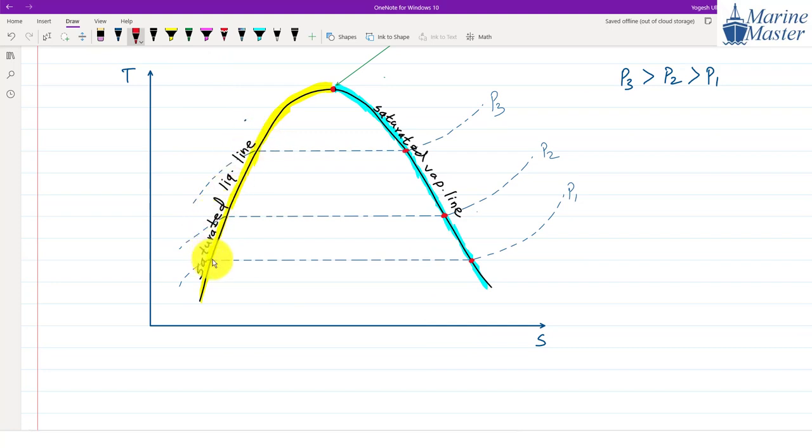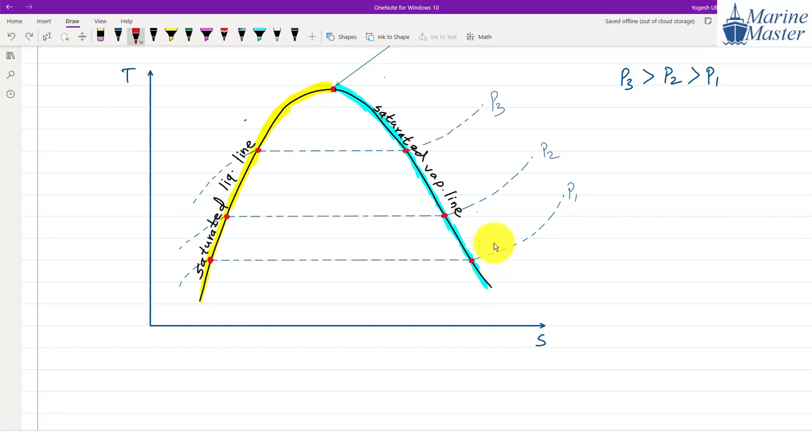This other line consists of saturated liquid points. This point denotes the saturated liquid point at P1 pressure. This point is the saturated liquid point at P2 pressure. And this point is the saturated liquid point at P3 pressure. So this line that I have highlighted in yellow is the saturated liquid line, because this curve is formed with the help of saturated liquid points at different pressures. So our saturation curve consists of two things: the saturated liquid line and the saturated vapor line, guys. Getting my point? Try to understand the scenario here.